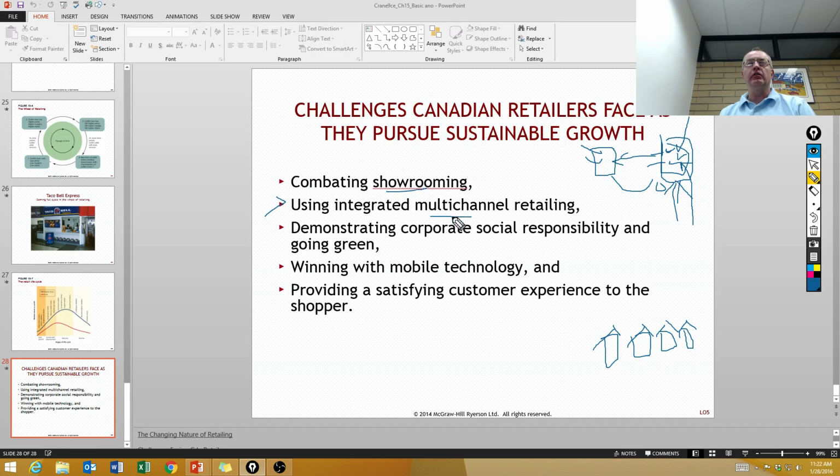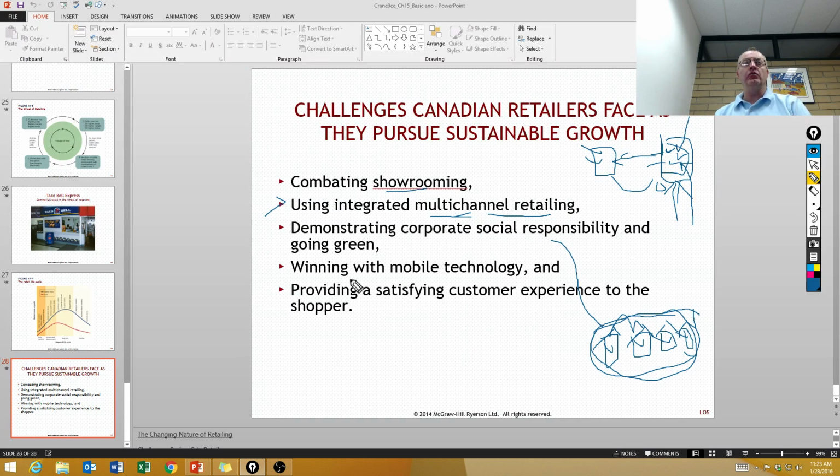Multi-channel retailing means one retailer using all these different types of channels, all these different distribution models, but they're all tied together, and consumers have the same, consistent shopping experience whether they shop online, bricks and mortar, catalog, telephone, TV shopping channel, or whatever. So it pertains more to the big stores than the smaller ones.